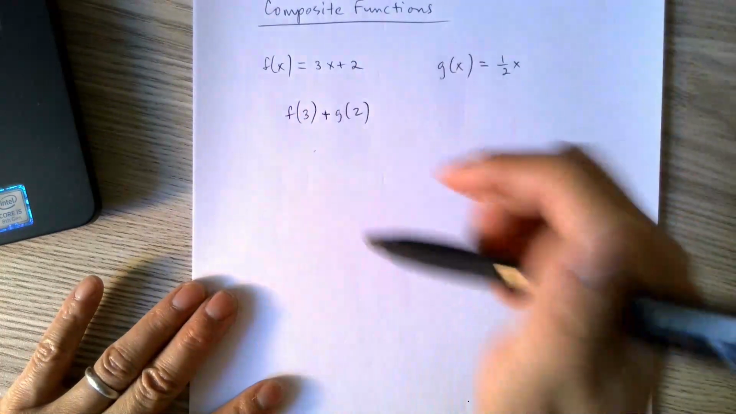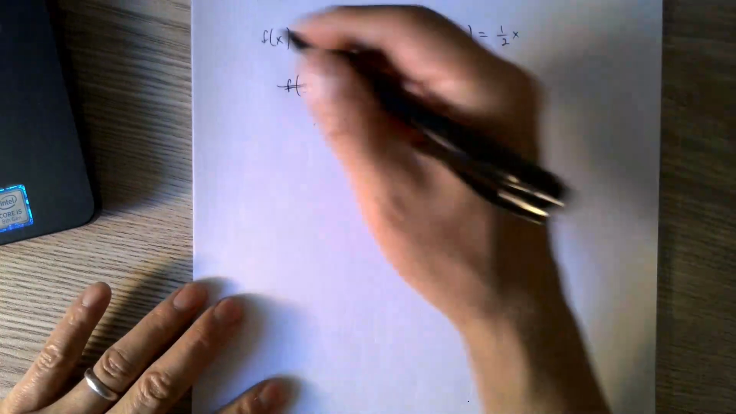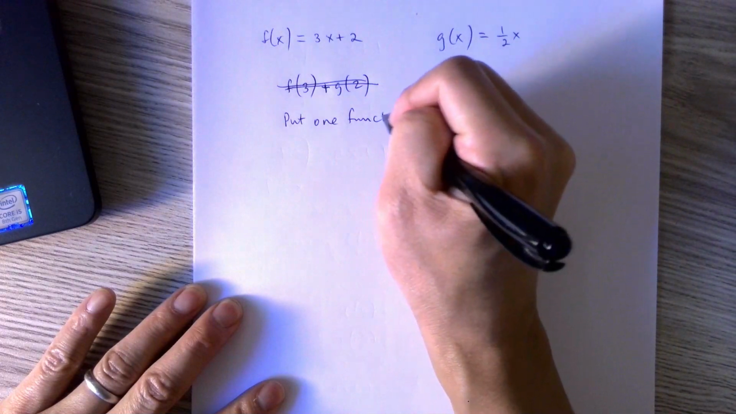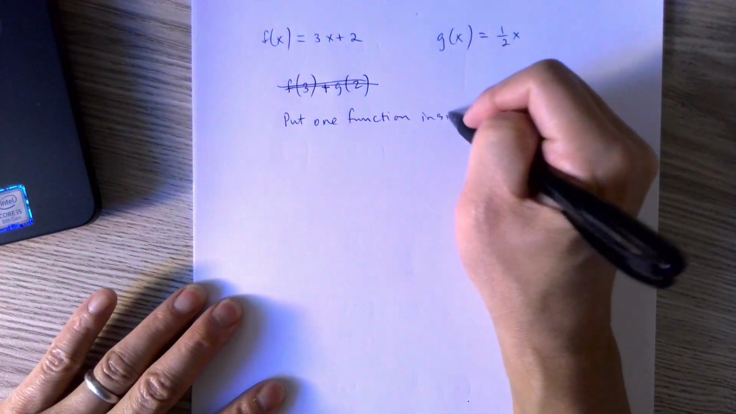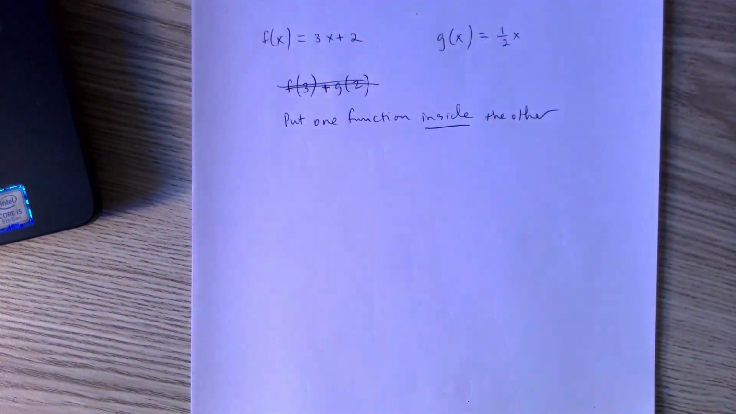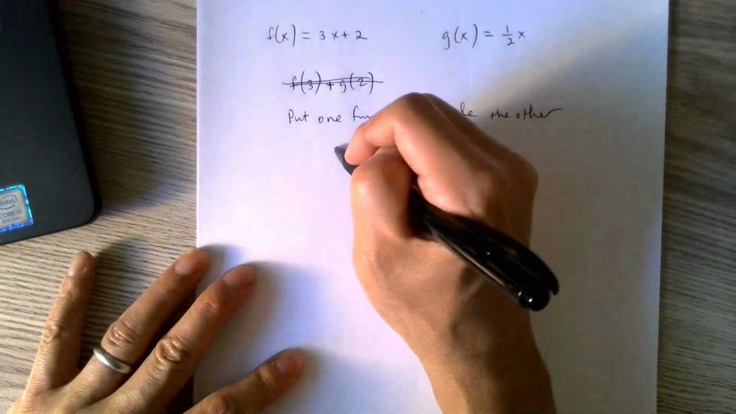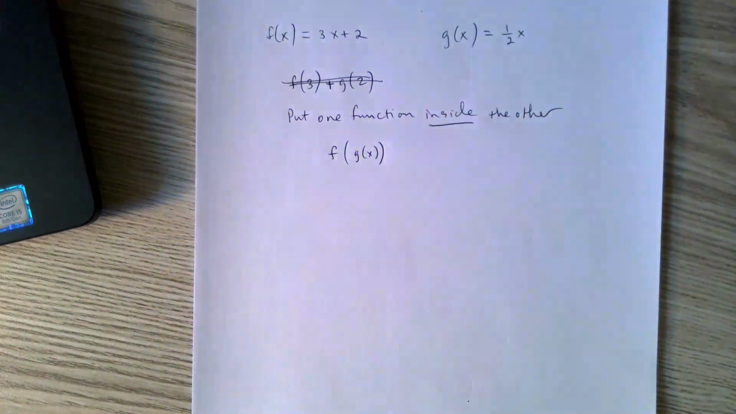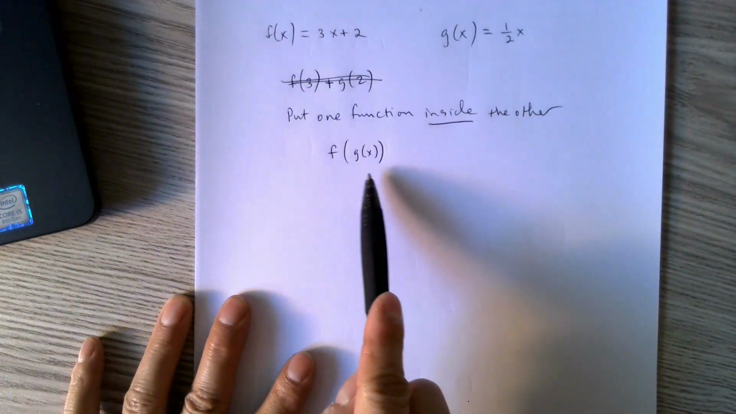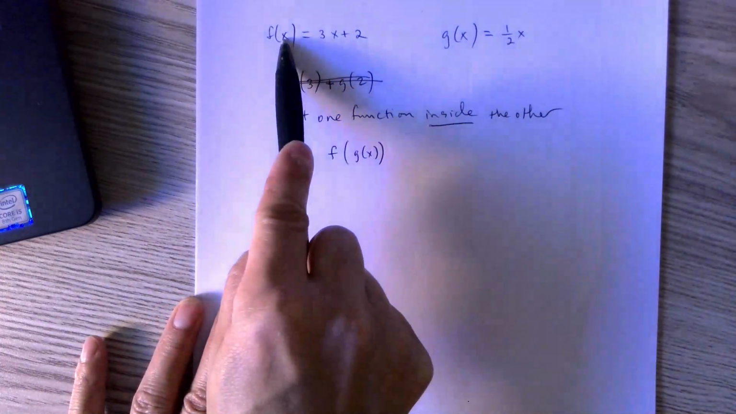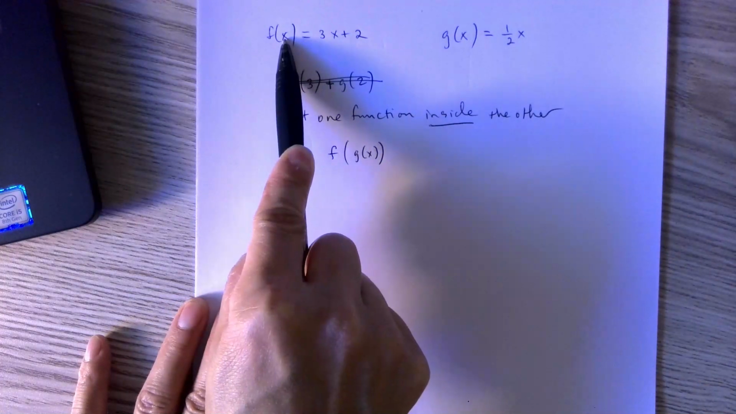This time I'm going to put one function inside the other. Put one function inside the other. And when I do that, it looks like this. So you see what I've done here. I've taken g of x and I've put it in place of the x in the f function.